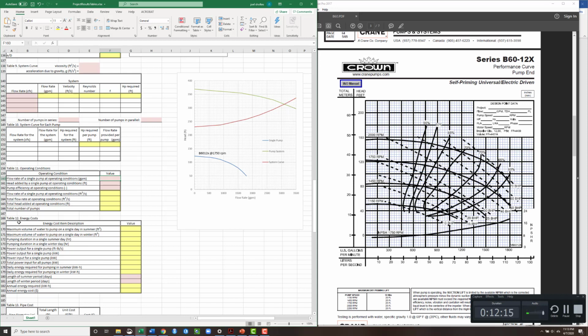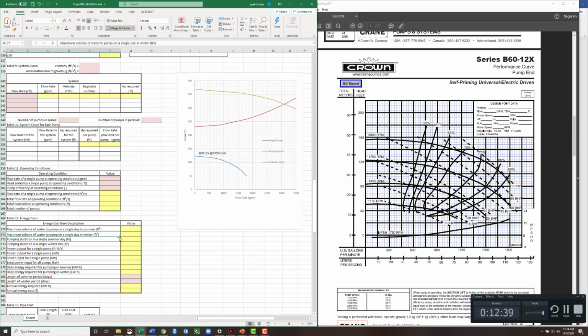Now the second part, or kind of the middle part of this, once you figure out the operating conditions, this is obviously the hardest part right here. The middle part is then, okay, what's it going to cost to run these pumps? And so we're running these pumps for 6 hours, but note that we're going to be pumping different volumes in the summer than in the winter time.